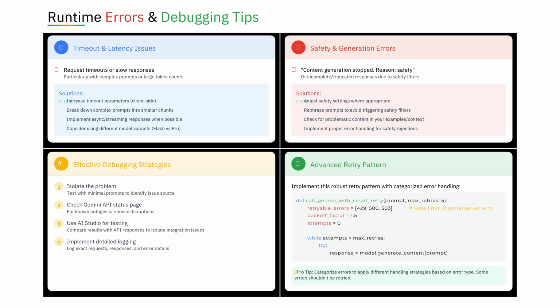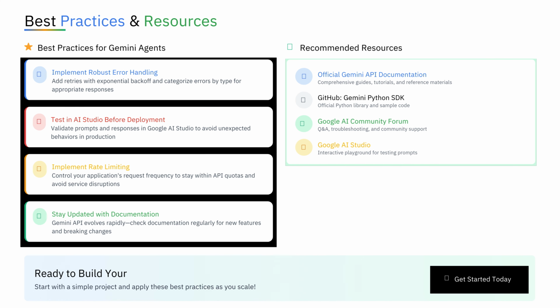Don't let these common errors discourage you. By understanding these pitfalls and implementing best practices like robust error handling, testing in AI Studio before deployment, managing rate limits, and staying updated via the official documentation at ai.google.dev/gemini-api/docs, you can build incredible Gemini AI agents smoothly. Ready to start building? Check the resources linked below.